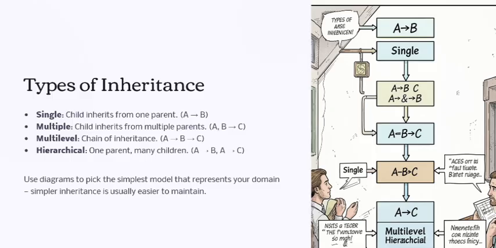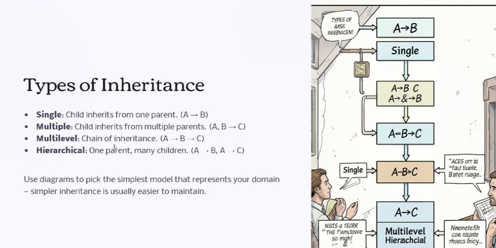Multiple inheritance means one child class inherits from multiple parent classes. Like here you can see, just imagine parent A, parent B, and this is child. For example, a child class may inherit features from two different classes.